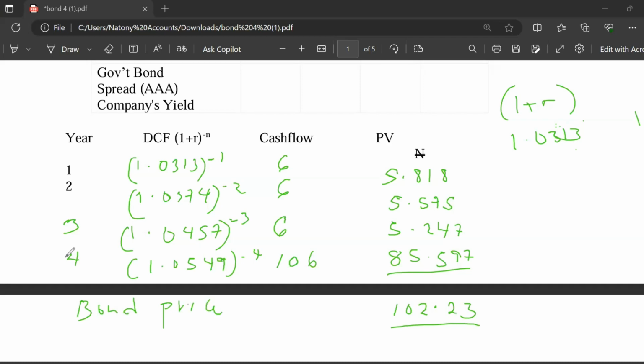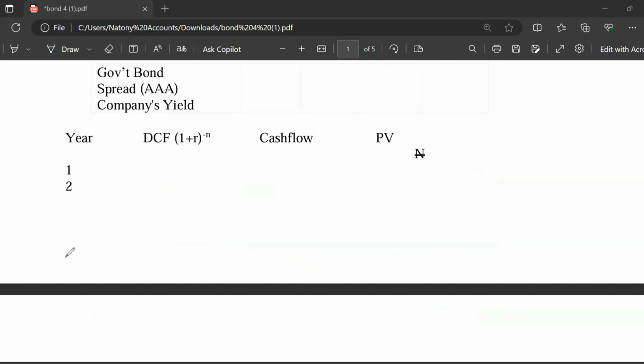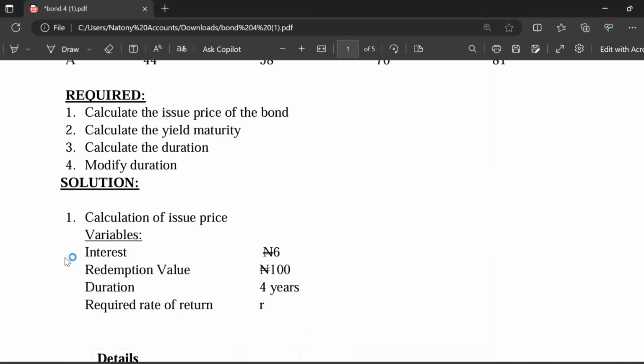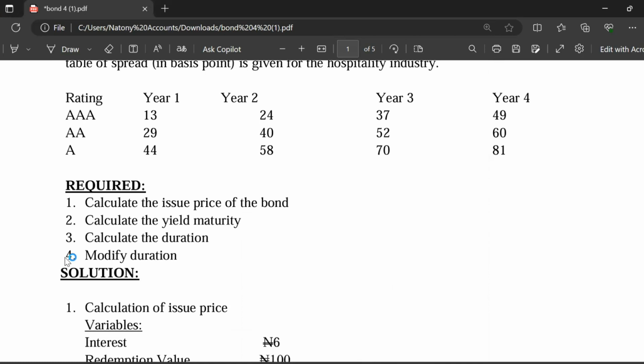The value of the bond, requirement 1, the bond price is 102.23. So this is the first requirement. Calculate the value of the bond. The value of the bond here is 102.23. Let's look at the second requirement. The second requirement is calculation of the YTM.